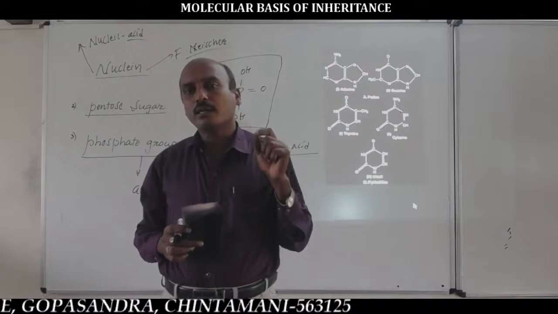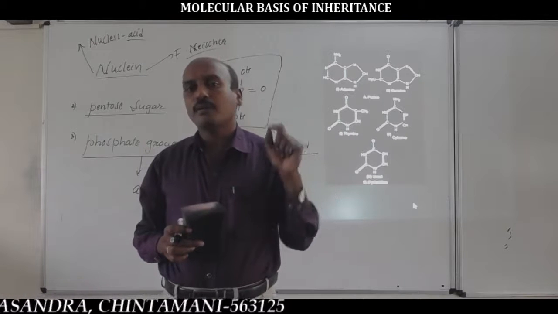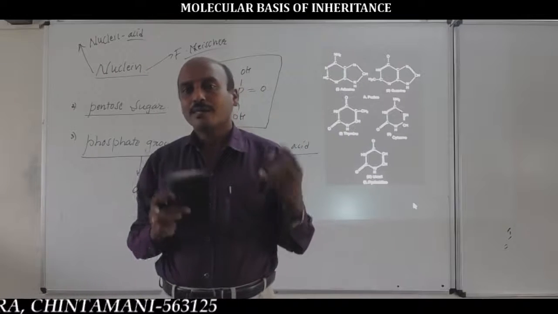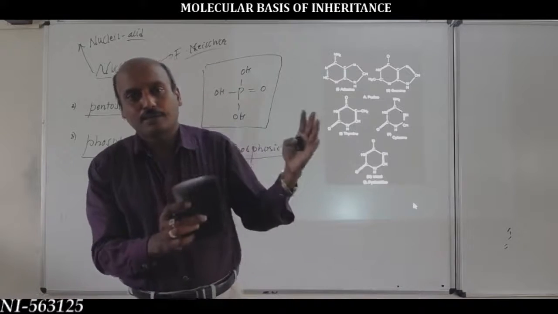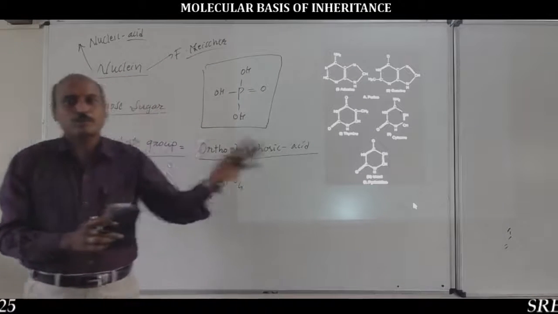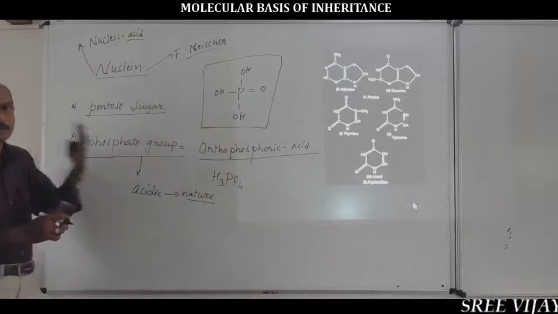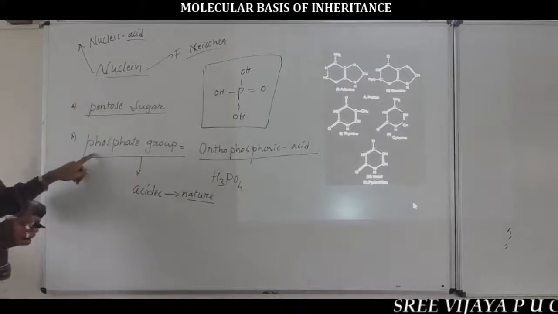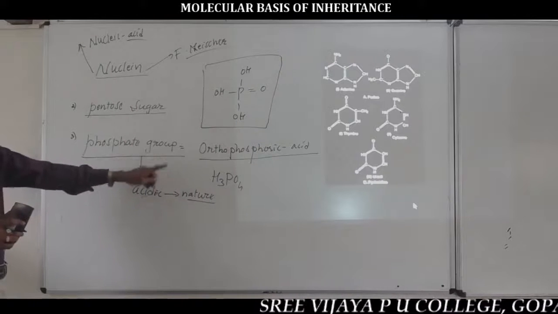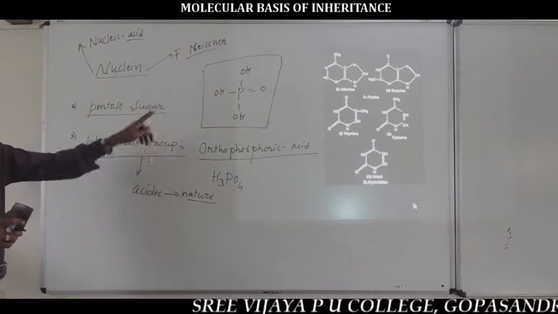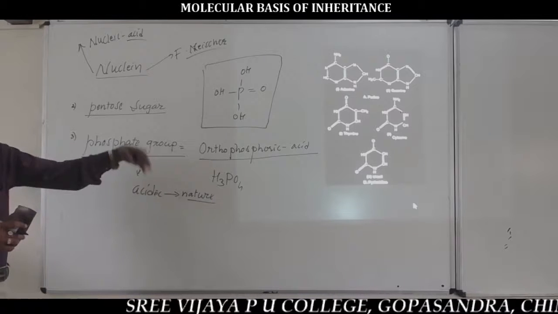Name the chemical compound that provides an acidic medium to the nucleic acids. The answer is orthophosphoric acid, never pentose sugar or nitrogen bases. So the phosphate group present in DNA is orthophosphoric acid. Its molecular formula is H3PO4.